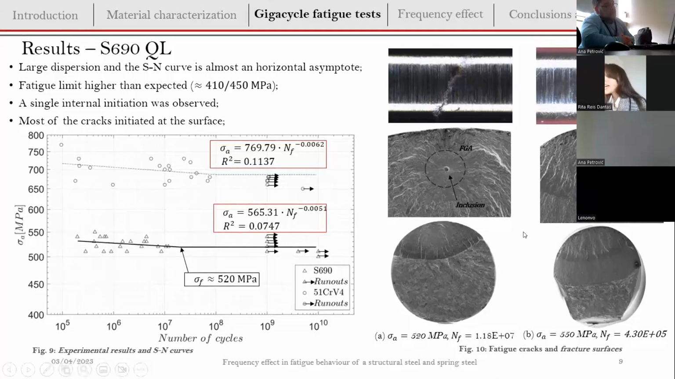megapascals. Regarding the crack initiation, usually in very high cycle fatigue, it's very typical to find internal crack initiations. However, we only observed that in one single specimen, and most of the specimens failed on the surface.